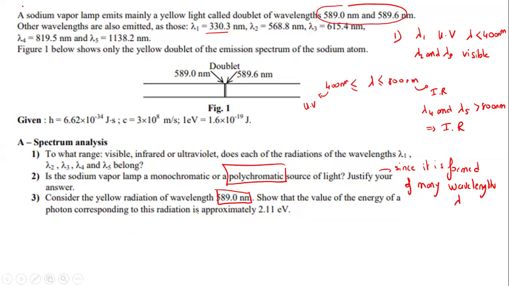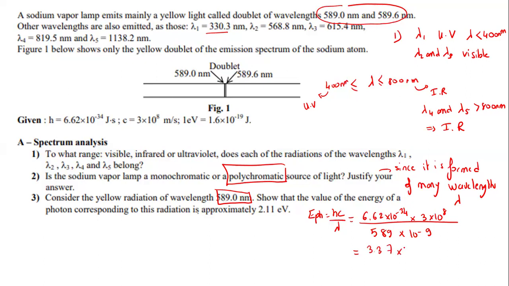In order to find the energy of the photon, we know that E of the photon is equal to hc over lambda. We have Planck's constant 6.62 times 10 to the power negative 34, times 3 times 10 to the power 8, over lambda. Now we have to pay attention, we have to convert to meters, so times 10 to the power negative 9. And then we get the answer, approximately 3.37 times 10 to the power negative 19 joules.